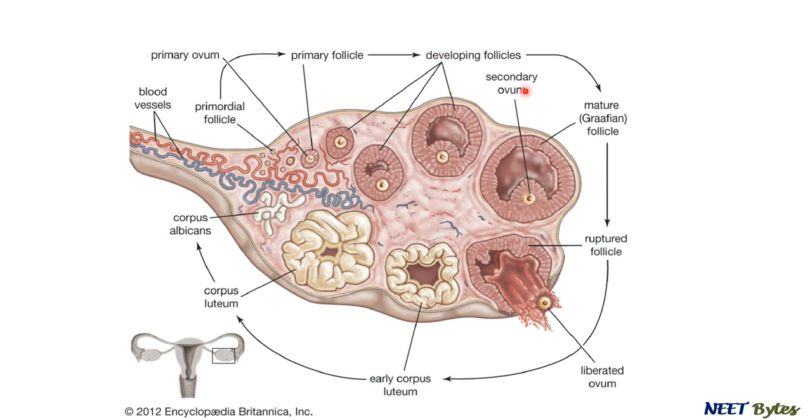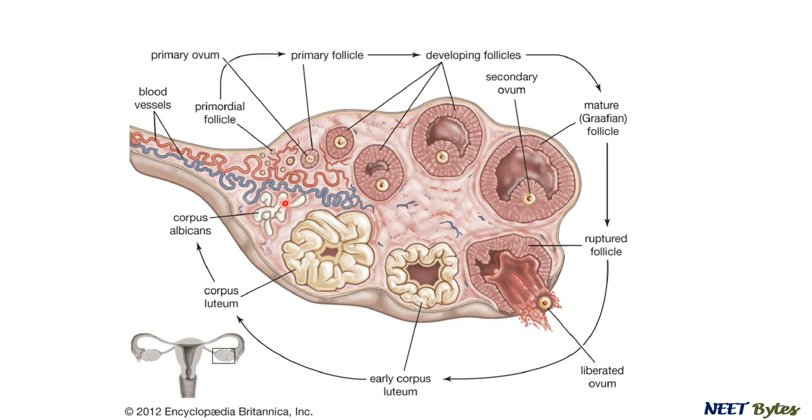Have a look at this diagram. So we have started with a primary follicle. Now these are the developing follicles. Now it goes on to form the secondary follicle. Now this is the Graafian follicle. Now it ruptures and the secondary oocyte is released. Now this is the corpus luteum. In the failure of pregnancy, what happens? It gets converted into corpus albicans. So this is the corpus albicans.